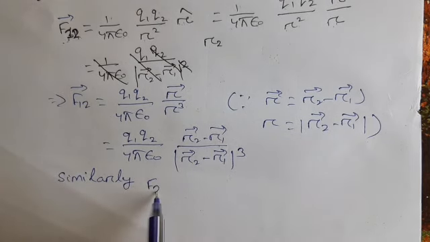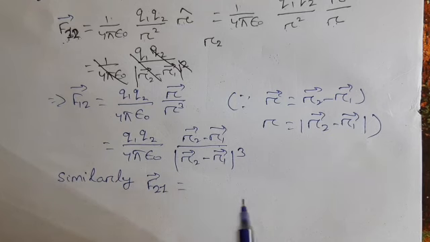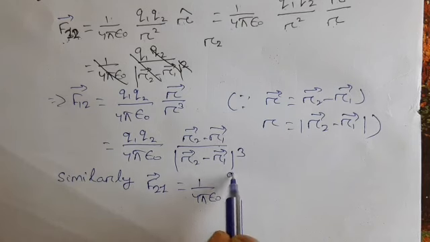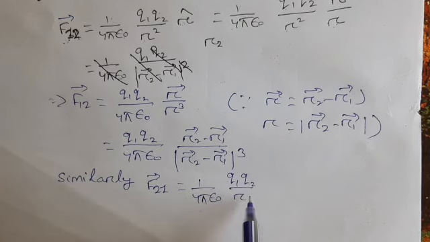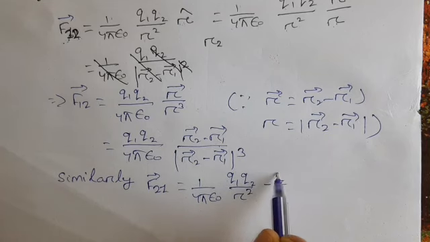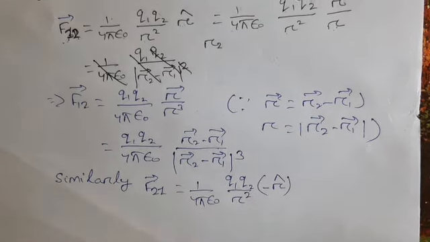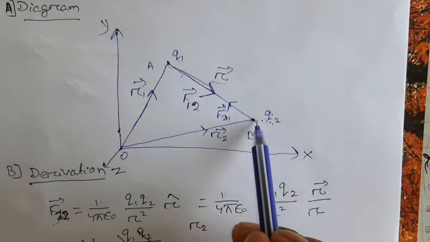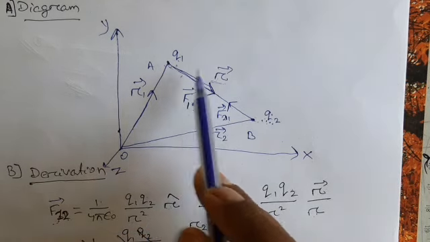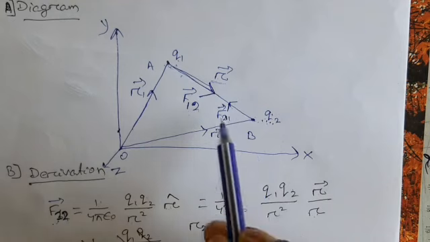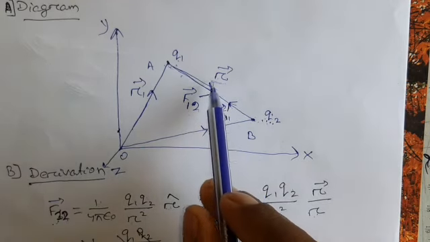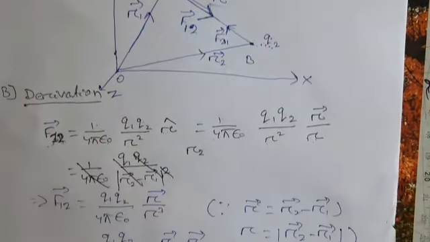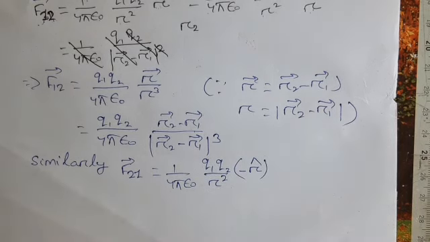And similarly, force on q2 due to q1, F21, equals what? I will write 1 by 4 pi epsilon naught q1 q2 by r square into minus r cap. Why minus r cap? See here, F21 is the force on q2 due to q1, meaning the force on q2 will be towards q1, because q1 will pull q2 towards itself. So the direction of force will be towards q1. So this direction is opposite to the position displacement vector direction. That's why I have taken minus r cap here.